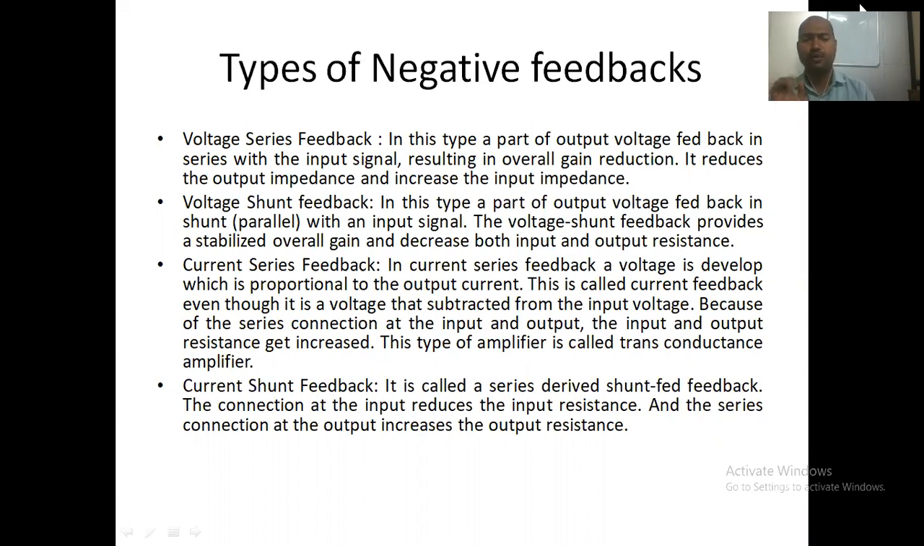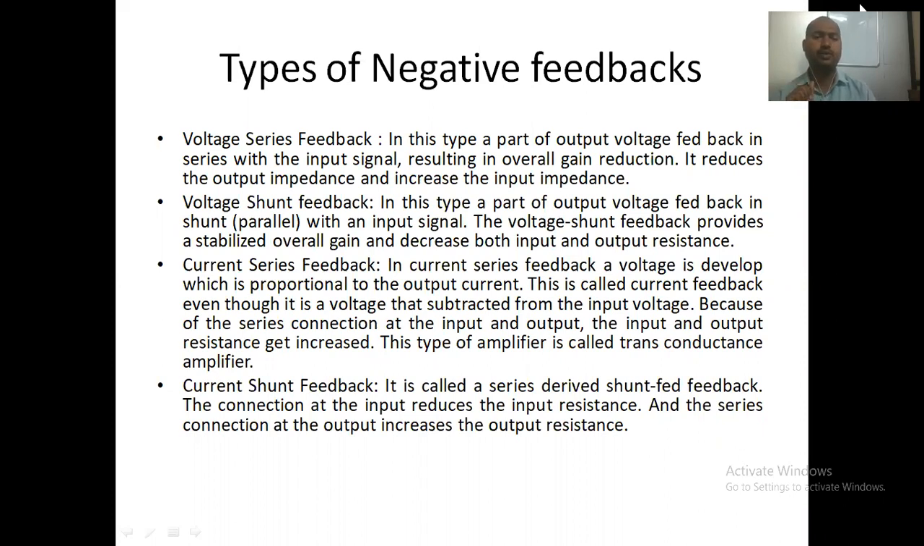There are basically only four terms, as I already told you: voltage, current, shunt, and series. Only these terms are added with respect to this type of configuration, no other thing. Why? Because whatever output comes, that should be connected as a voltage or as a current. Either it should be connected to the input in parallel, that is shunt, or it is connected in series. That's why whatever terms we discuss here should be related to it only.